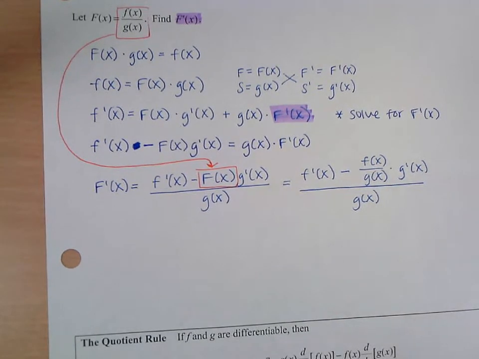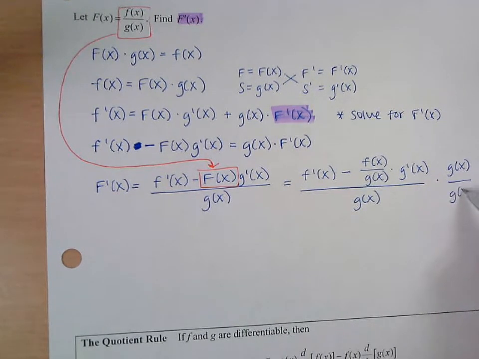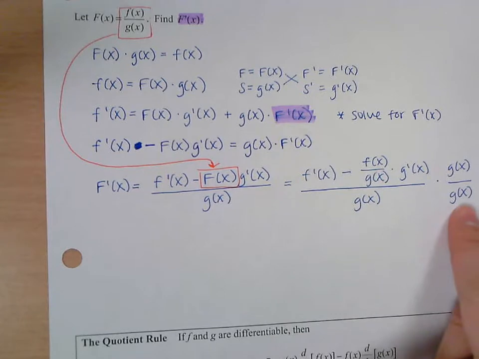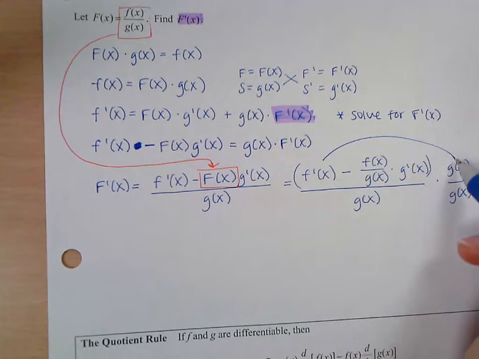And I can do that as long as I multiply everything by g of x. So in this fraction, I'm basically multiplying everything in the top of the fraction by g of x. But then I also have to multiply this denominator by g of x. So on top, this g of x gets distributed.